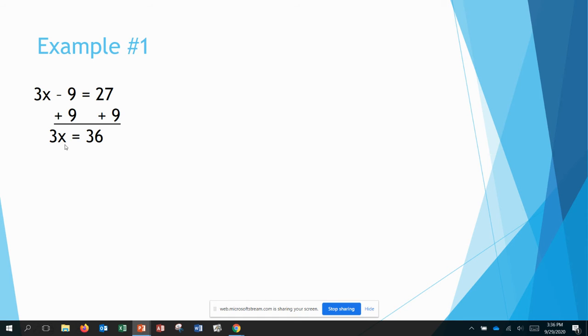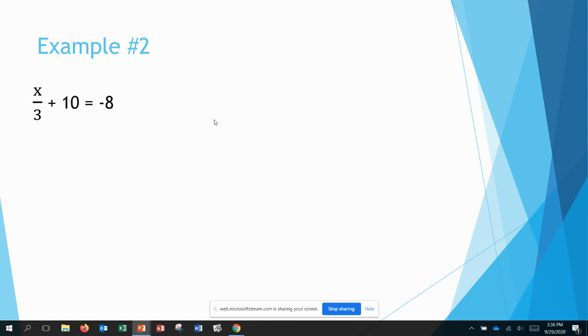How do we undo multiplication? Division. Divide both sides by 3. It gets us our answer of x equals 12. What you can do then is substitute it back into your equation to check your answer. 3 times 12 is 36. Minus 9 does get you 27.